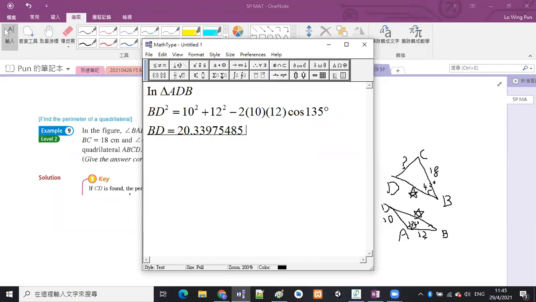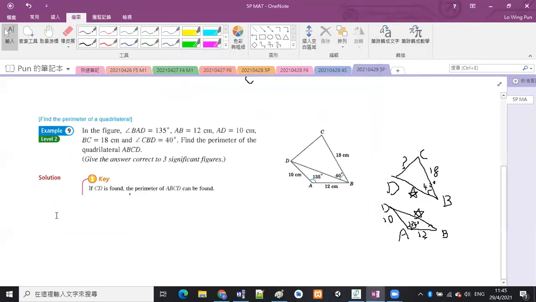So we find that BD is equal to 20.33975485 cm. This is not the final answer yet, so we do not need to correct to 3SF. Okay, just keep the long decimal numbers will be okay. So now we have found the length of DB. We can go back to the main triangle, 即係個主三角形啦，即係要嚟計答案嗰個三角形啦. Okay, that is triangle BCD. Now we have length DB, we have 18, and we have 40 degrees.